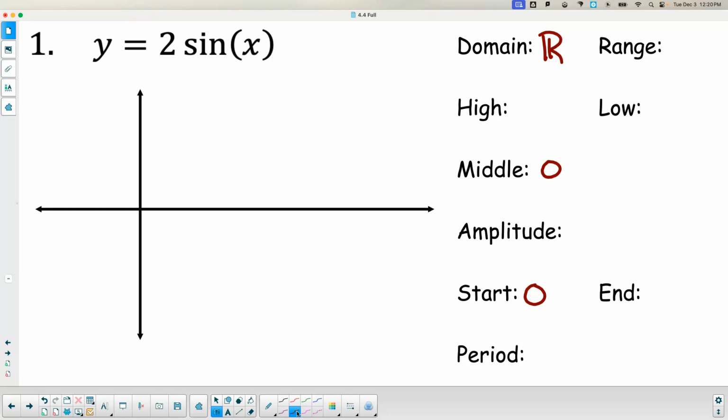For right now, your end is going to be 2 pi, which means your period is 2 pi. Those are going to be locked in for now. They'll change as we go, as we add more stuff, but right now, those are all locked in. My A value is 2, which means my amplitude is 2.